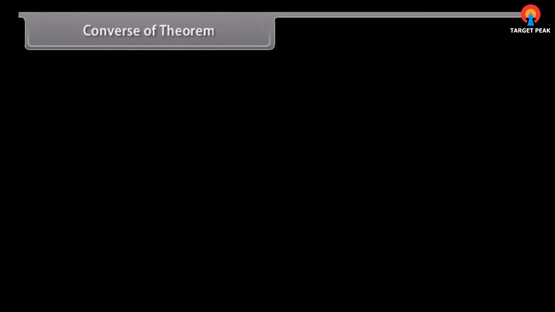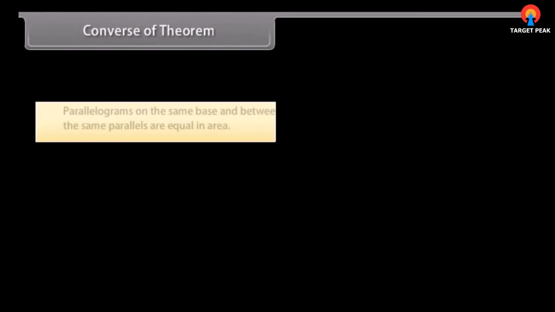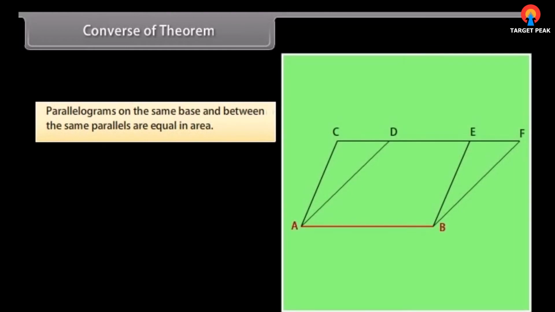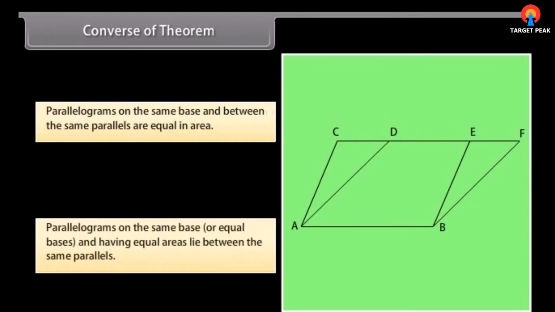Converse of Theorem. So we have proved that the parallelograms on the same base and between the same parallels are equal in area. The converse of this theorem is also true, which says that parallelograms on the same base or equal bases and having equal areas lie between the same parallels.